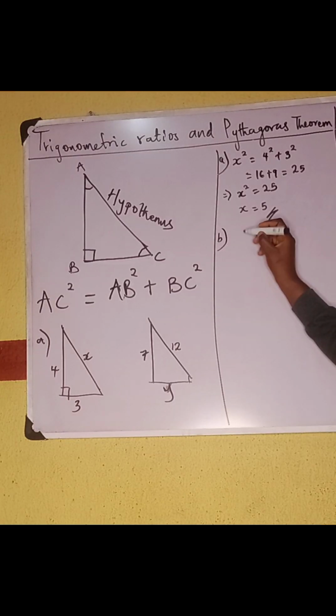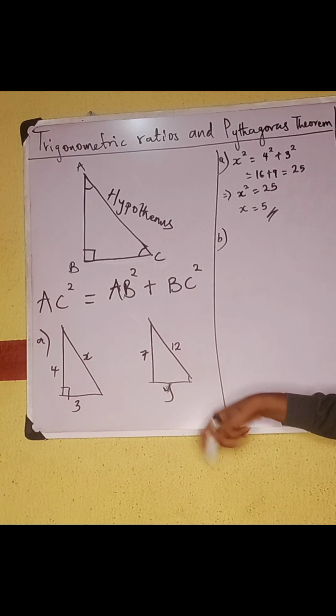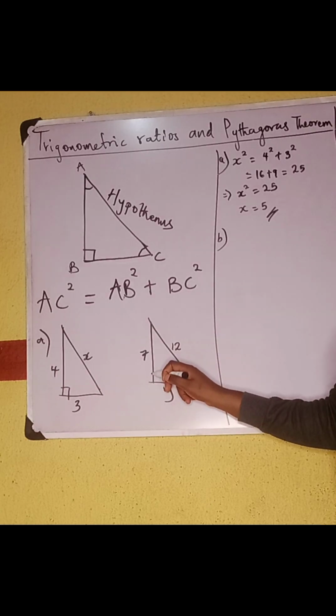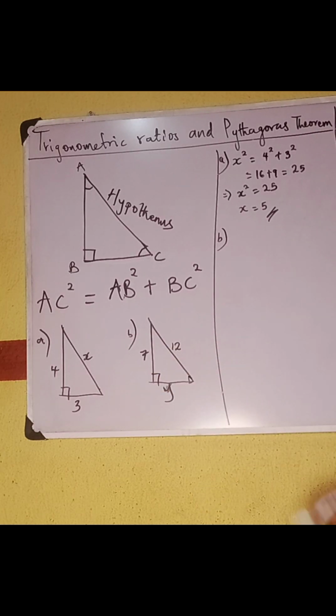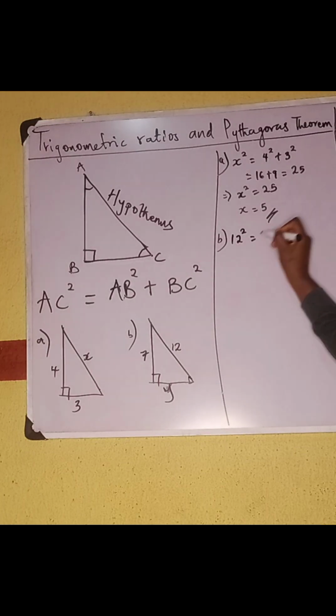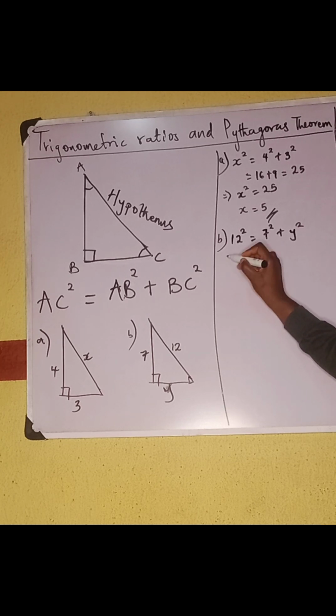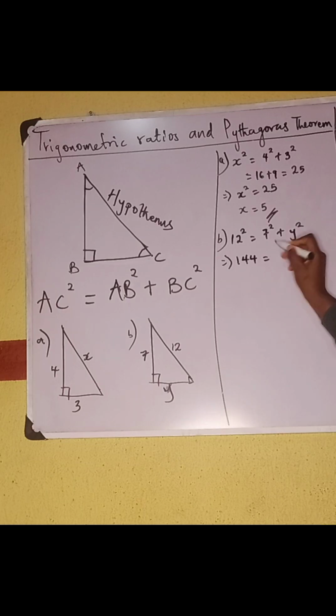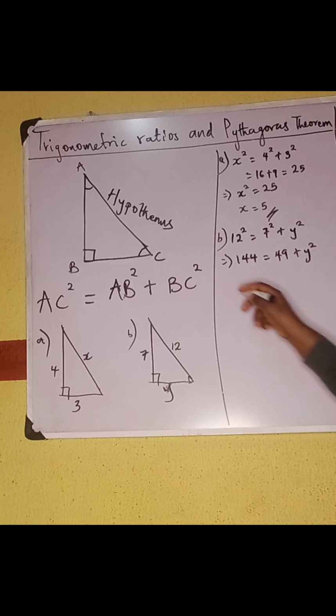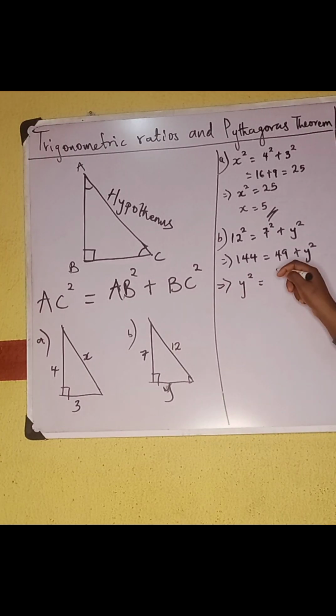For the second part, the hypotenuse is 12, but I'm looking for one of the other sides. So I'm still going to say the square of the hypotenuse is equal to the sum of the squares of the other two sides. This is 12 squared, which is 144, equals 7 squared, which is 49, plus y squared. If I collect like terms, I want y squared to be the subject. So y squared is equal to 144 minus 49. I hope you're not confused with what I did. What I literally did was move 49 to the other side, and that's why it's negative.